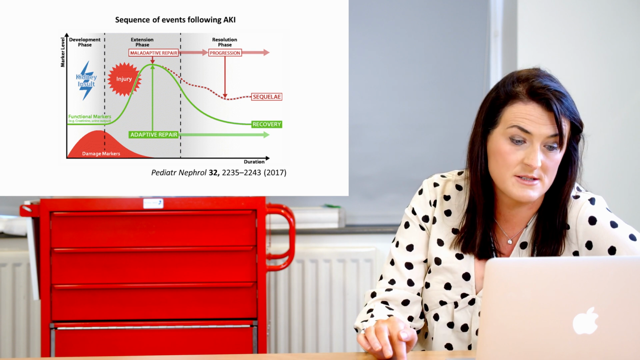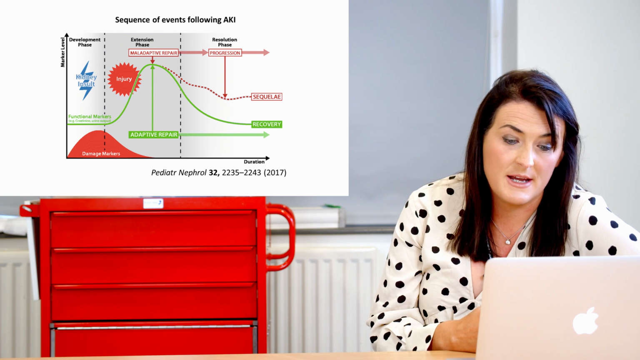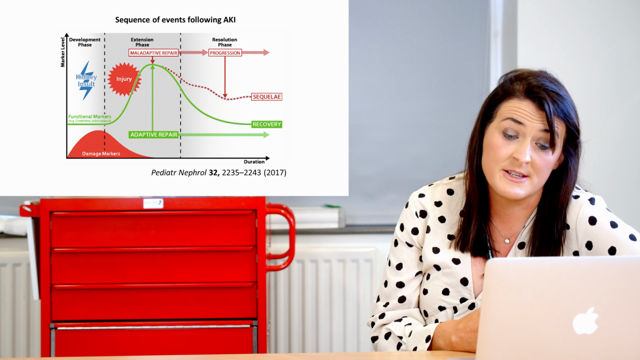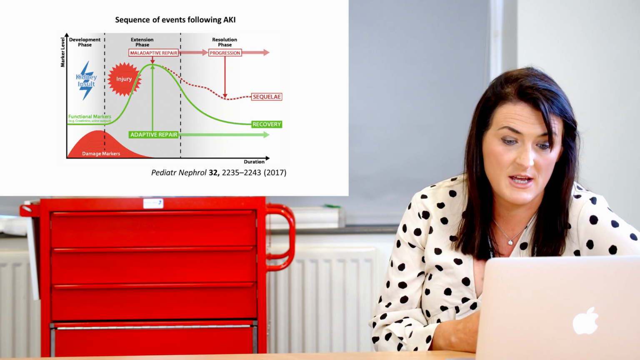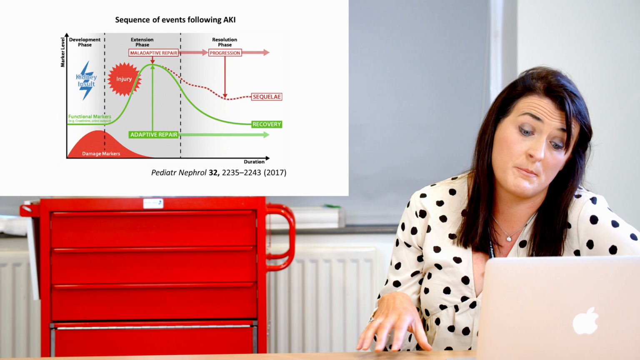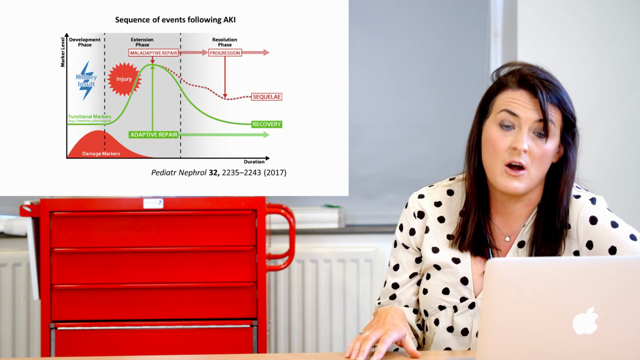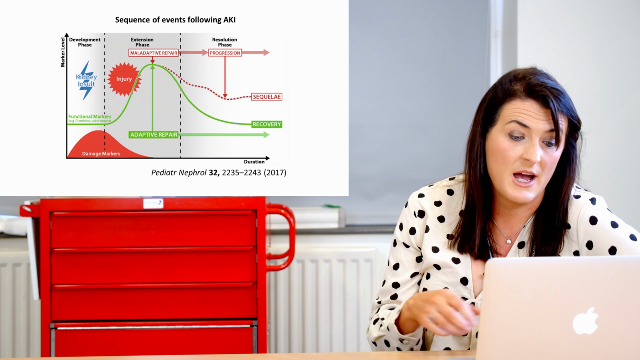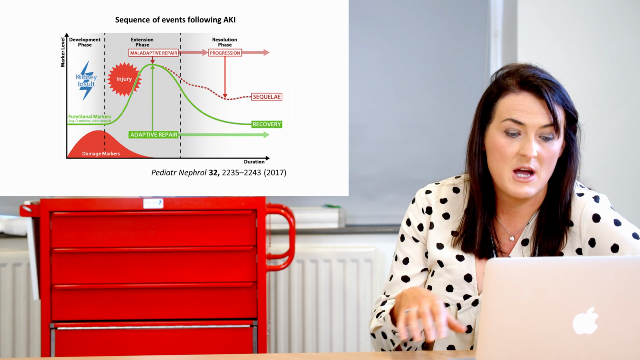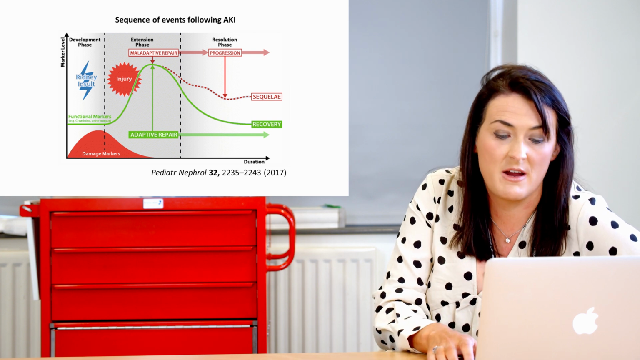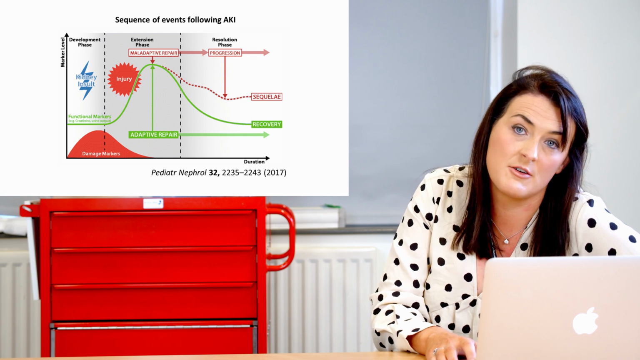There are 3 phases. The first is the development phase, and that represents the immediate effects of the initial insult, which may be subclinical. The extension phase then ensues, and that is a point where both injury to the kidney and repair mechanisms are competing against each other. Then you have the resolution phase that represents the net outcome of both damage and repair. The duration of each of these phases may vary considerably from child to child, depending on the nature of the kidney insult and the repair processes.